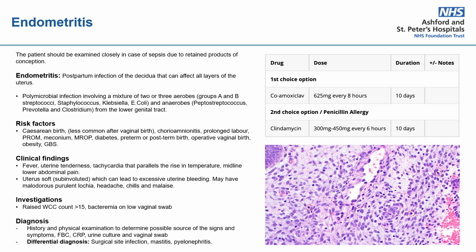In most patients with postpartum endometritis, the key clinical findings are fever, uterine tenderness, tachycardia that parallels the rise in temperature, and midline lower abdominal pain. The uterus may be slightly soft, which can lead to excessive uterine bleeding.